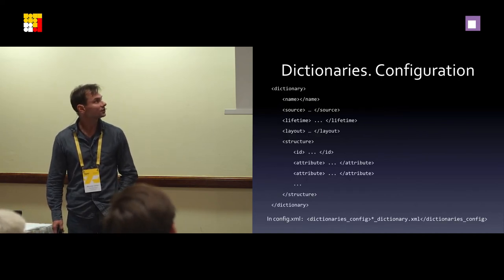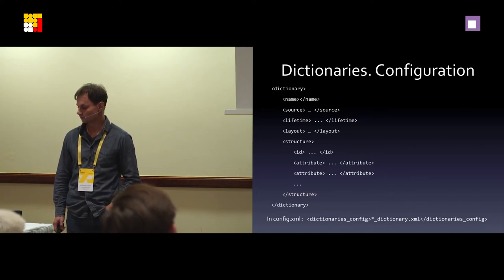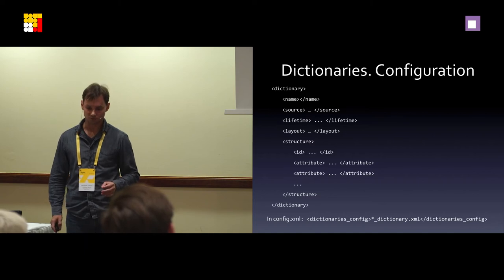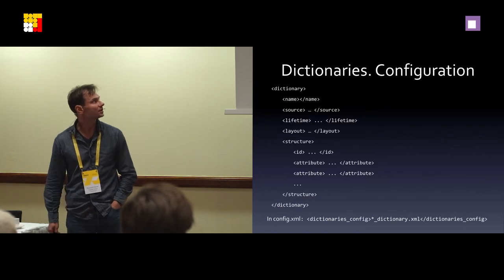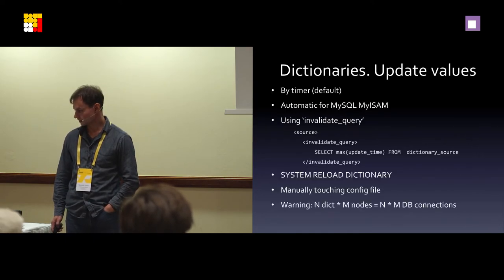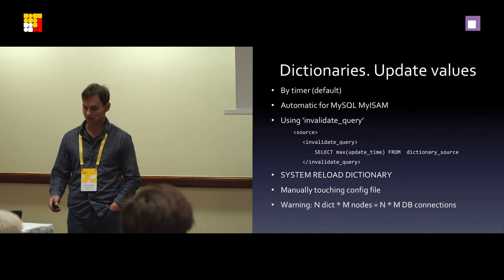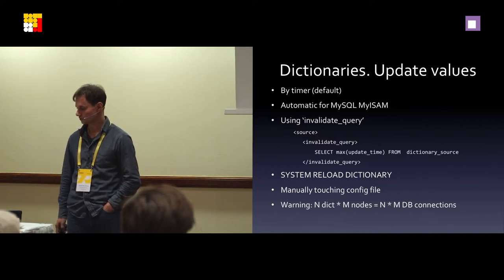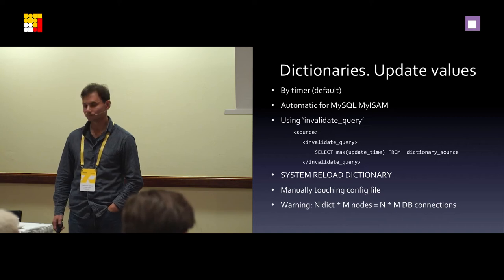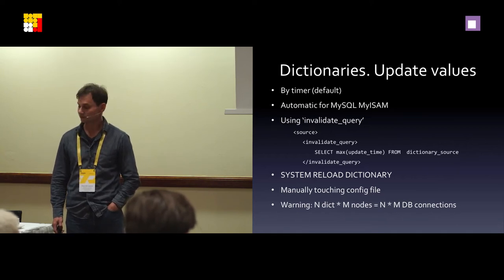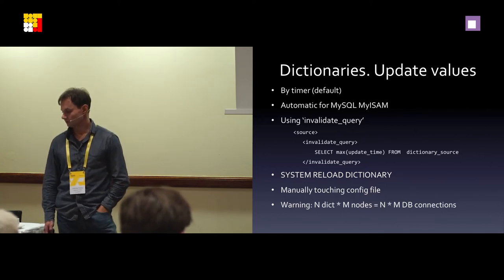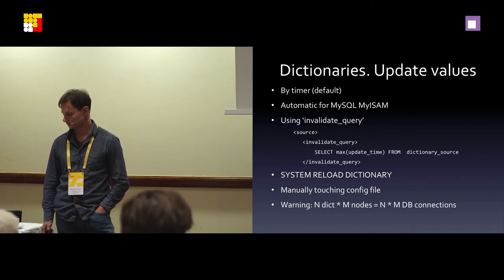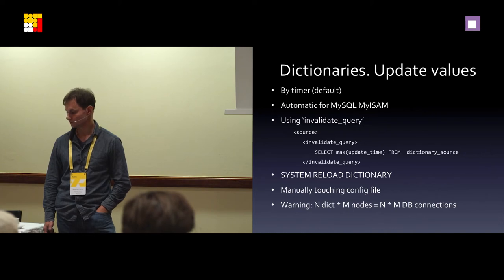Dictionaries, at the moment, are configured in a separate part of the ClickHouse configuration. You can move them to a separate dictionary file, but it's still configuration that's not very convenient. This is an example of the configuration structure. And you can update them. The default behavior is to update them by timer, but by update I mean refresh the data completely from the source. It's automatic for MySQL, and you can use an invalidate query for the last couple of months in order to refresh it when something changes in your data. Also, there are ways to reload dictionaries on request.